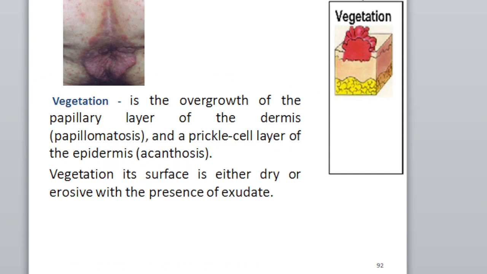Vegetation is the overgrowth of the papillary layer of the dermis, papillomatosis, and the prickle cell layer of the epidermis, acanthosis. The surface of vegetation is either dry or erosive with the presence of exudate.